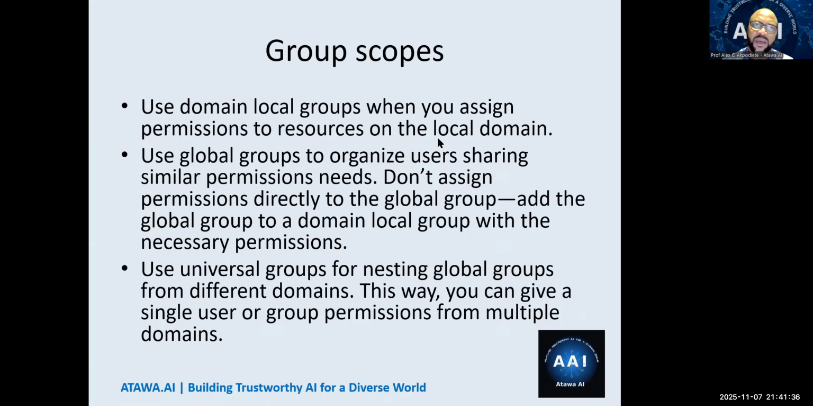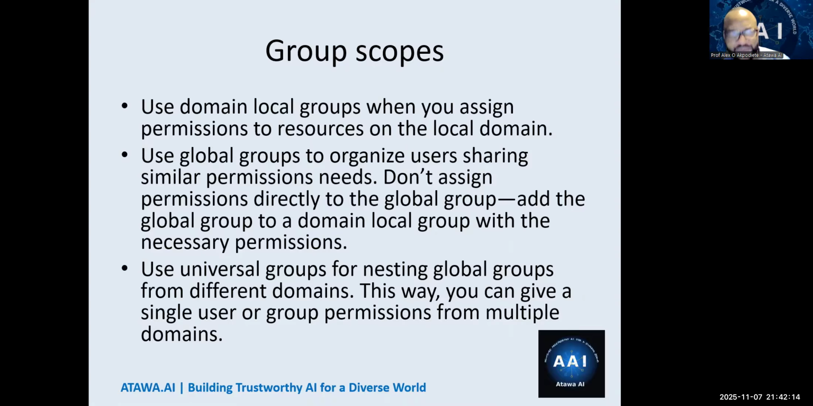For groups, you have to know the word group scope. If you're in a domain local group, I assign you permissions on the local domain, or global groups. And how do I differentiate between global groups and universal groups? That's all it's talking about. The whole idea is that if you give a single user or group permissions from multiple domains, it's a good way to manage your system. So figure out which one is nested inside. You add the global group to a domain local group with the necessary permissions.